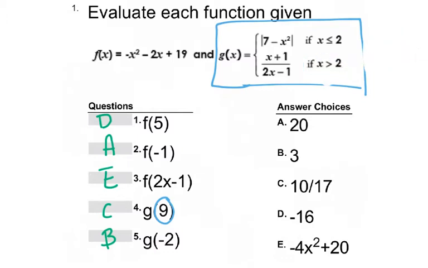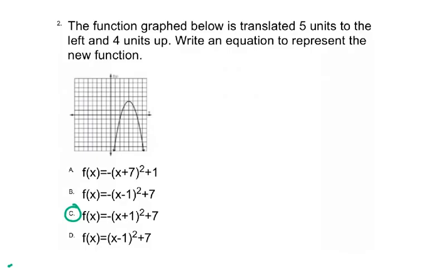For the very last one, it's telling me that x is negative 2. That falls into this category because negative 2 is less than or equal to 2. So I'm going to replace x with negative 2. And when I put that in my calculator, I get 3. So that's how you do number 1.